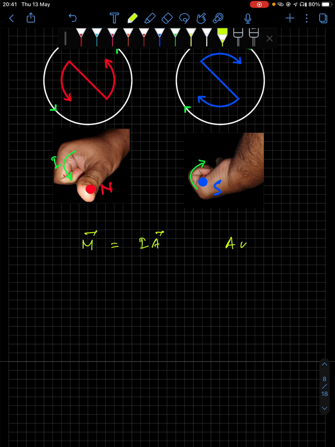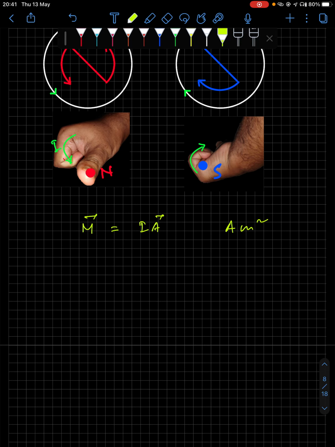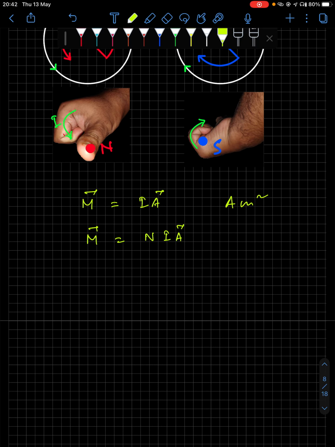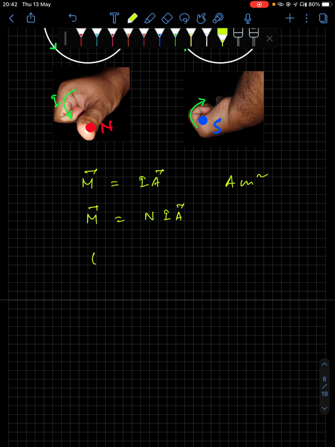So IA, the SI unit is ampere meter square. For n turns, this relation will become the vector m equals NIA. So in terms of this magnetic dipole moment, we can write the relation for torque, which was NIAB sine theta. Now NIA can be written as M. So this becomes MB sine theta in vector form.